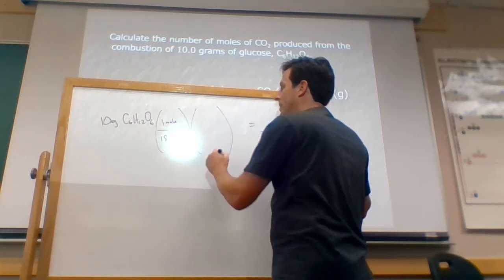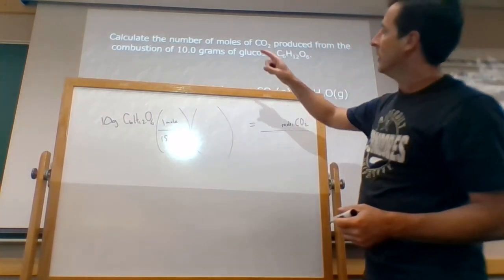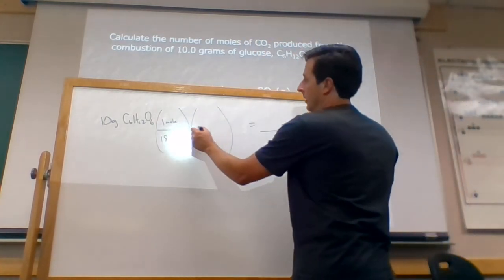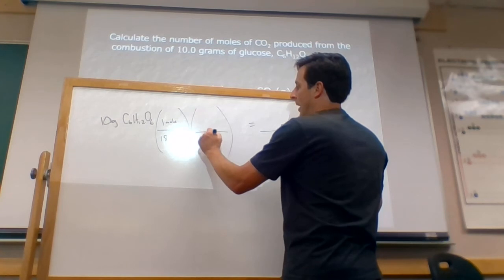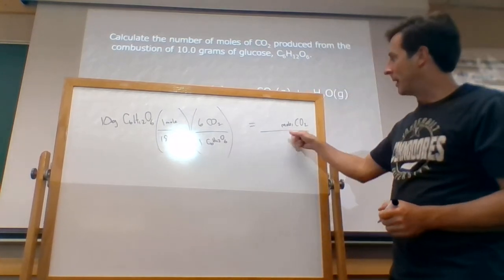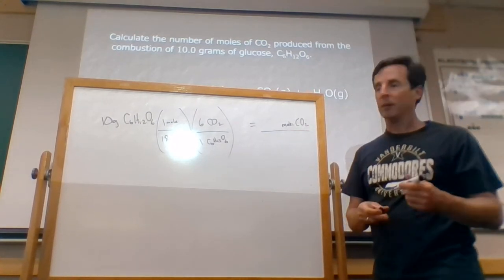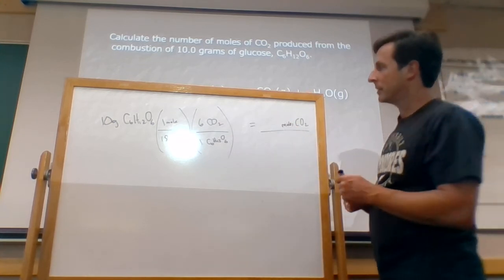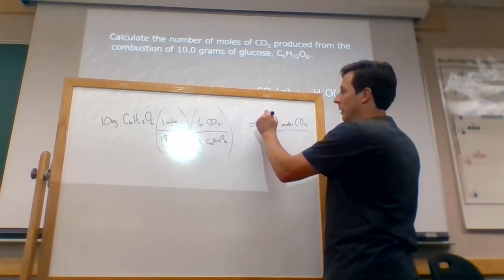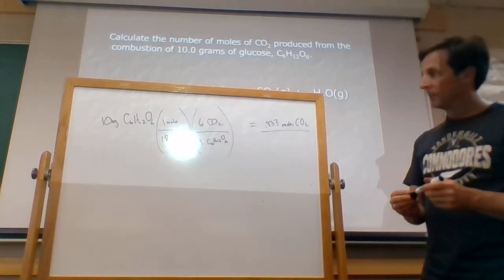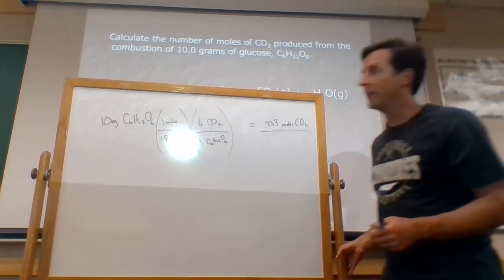Then I need the ratio. Specifically, glucose has a 1 in front, CO2 has a 6. So it's going to be 1 glucose in the bottom to 6 CO2s in the top. That gets me my moles of CO2. I'm done. So 10 divided by 180 times 6 should come out to be 0.333, I think is the answer. Okay?